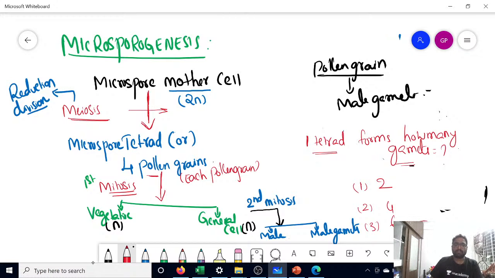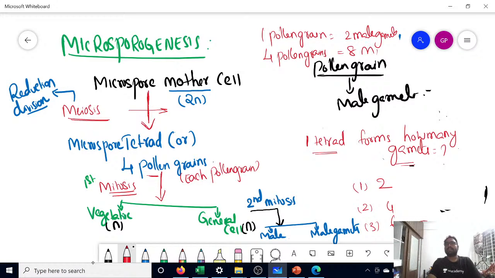One pollen grain forms how many male gametes? 2 male gametes, right? Yes, 2 male gametes. So the total is 4 pollen grains. If 4 pollen grains form, how many male gametes guys? 8 male gametes. Simple. So that 4 pollen grains, we are calling it one tetrad.